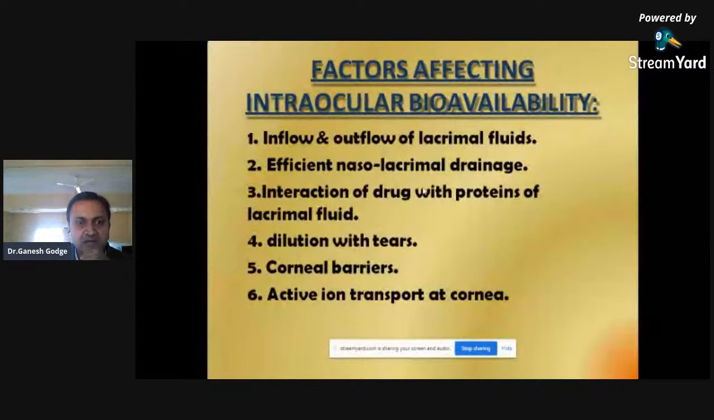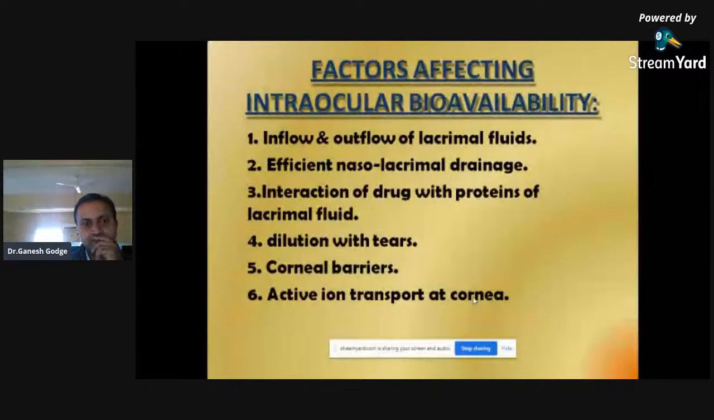Second, affecting viability is efficient nasolacrimal drainage. Through the lacrimal canaliculi it enters into the nostrils. Then interaction of drug with proteins of lacrimal fluid, dilution with tears, corneal barriers, and active ion transport at the surface of the cornea. They are very prominent factors affecting intraocular viability.